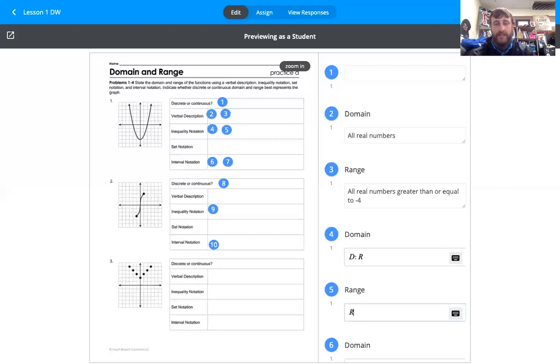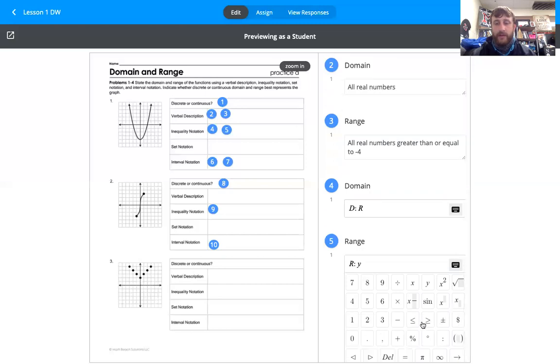Going to my range, I know my range is all real numbers greater than or equal to -4. So now I have to represent what my variable is. I know my variable is y. Since it's all real numbers greater than or equal to -4, I know it has to be a greater than or equal to symbol. So I'll go down to greater than or equal to, type in -4. That's my answer.